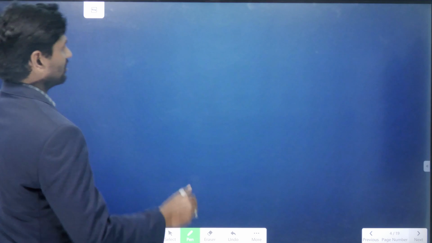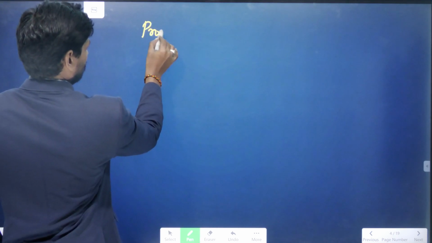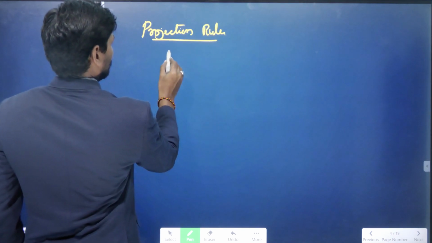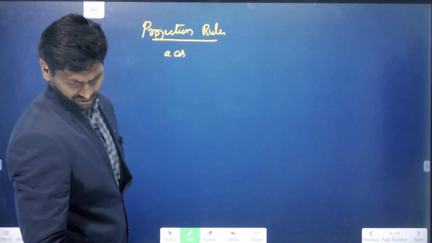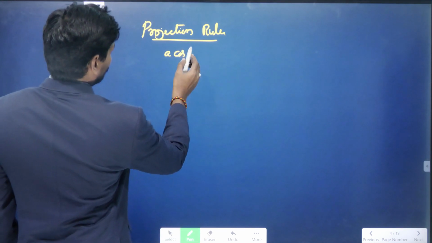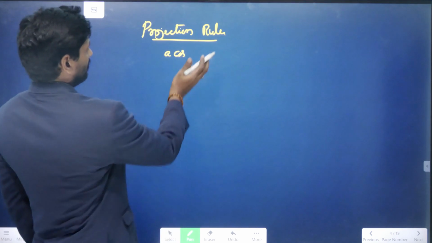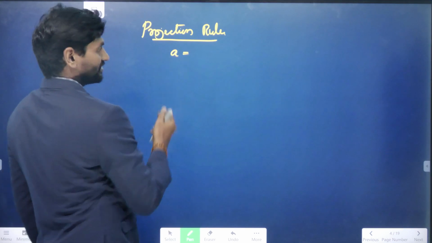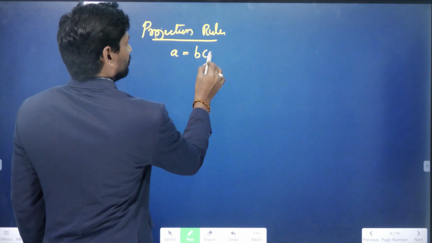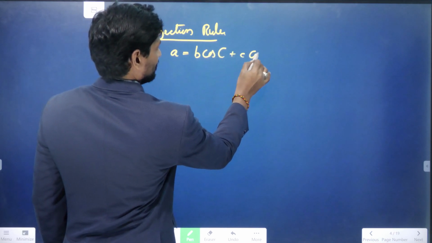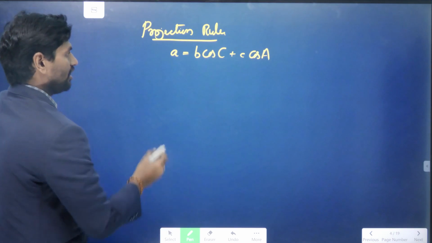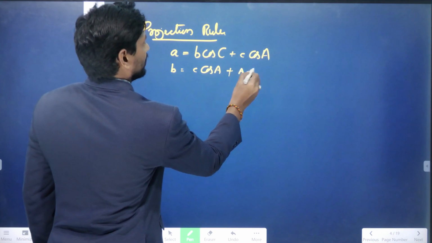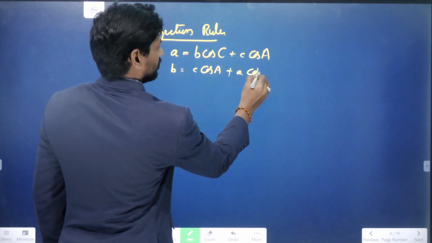The third one is the projection rule, that is a equals b cos C plus c cos B. Let us take that small a is the side of a triangle which is opposite to the vertex A. So a equals b cos C plus c cos B. This is the projection rule. Or small b equals c cos A plus a cos C.